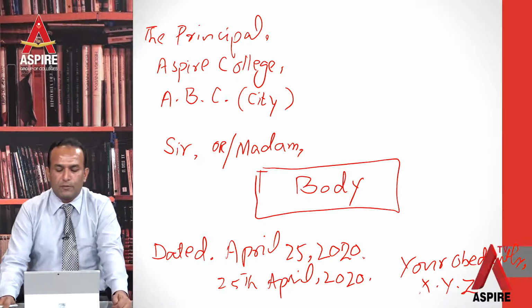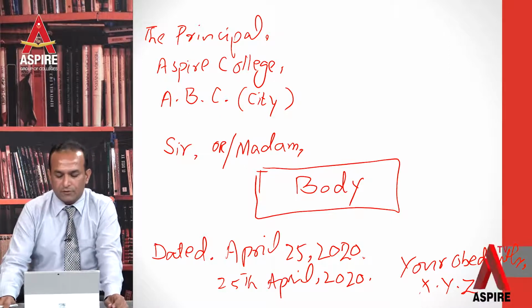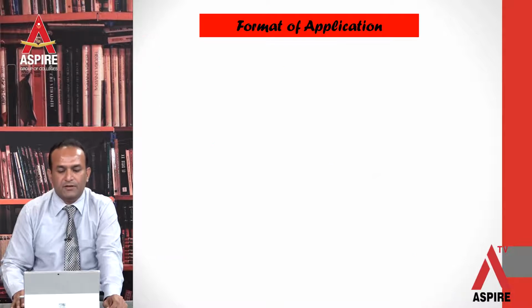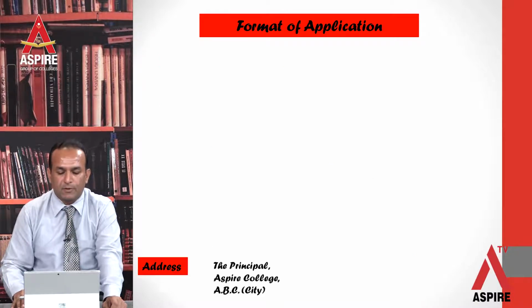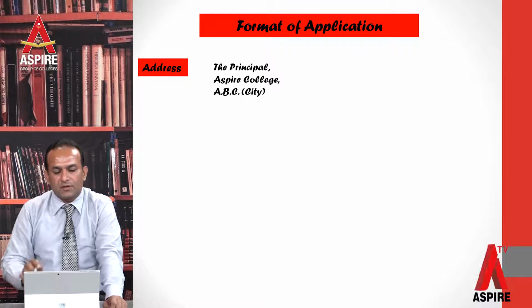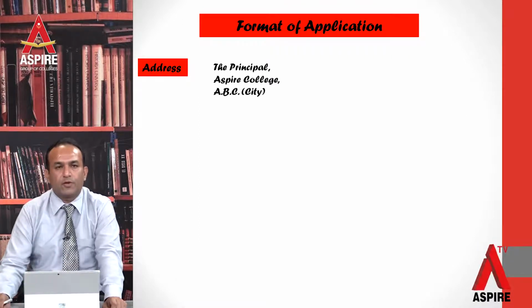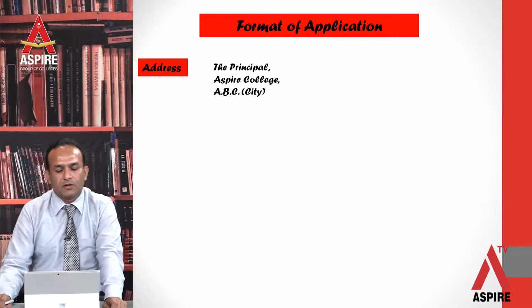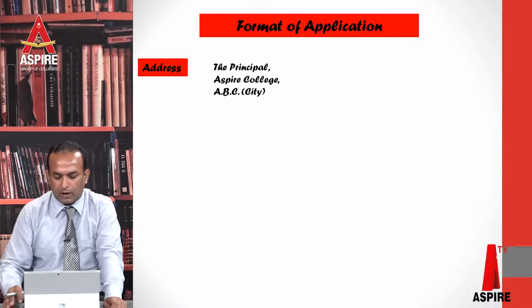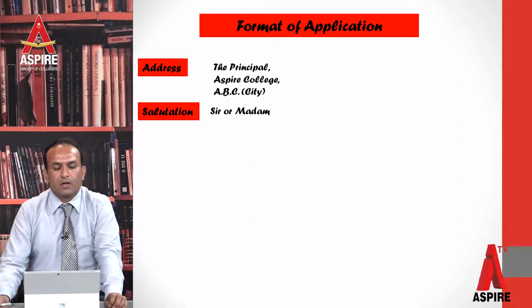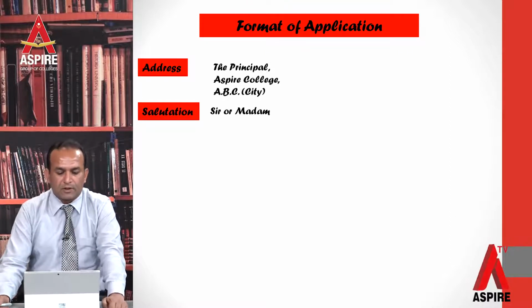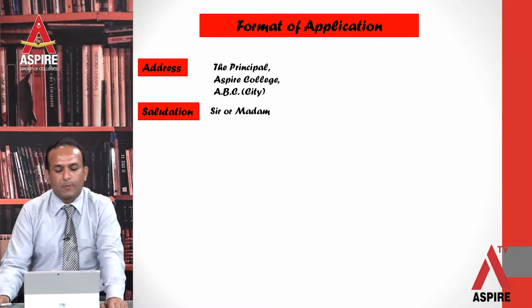Now students, you may have a better picture of this description. See the next slide, the format of application. The first thing is the address. And what is address? The principal, Aspire College, ABC, city. These lines are called address in application writing. And then the salutation, like sir or madam, and these are followed by a comma.